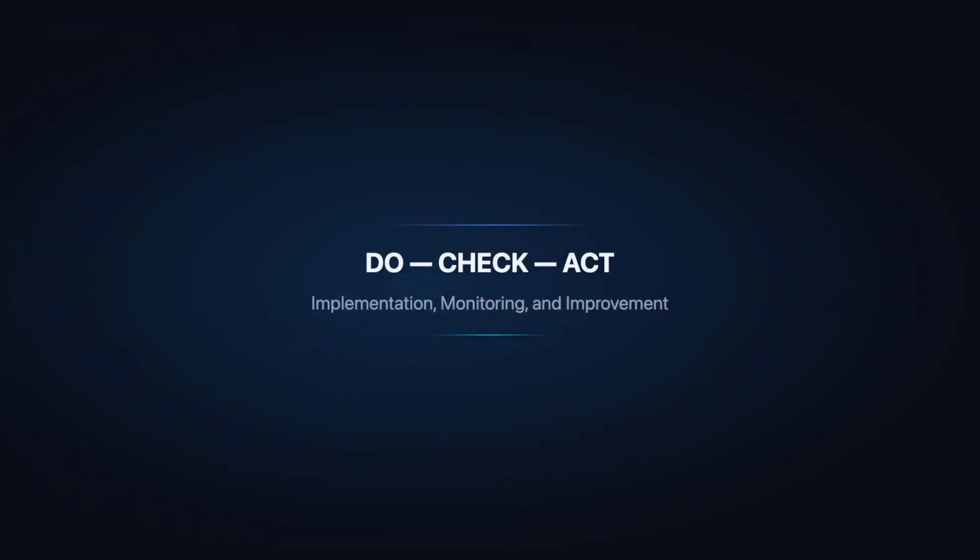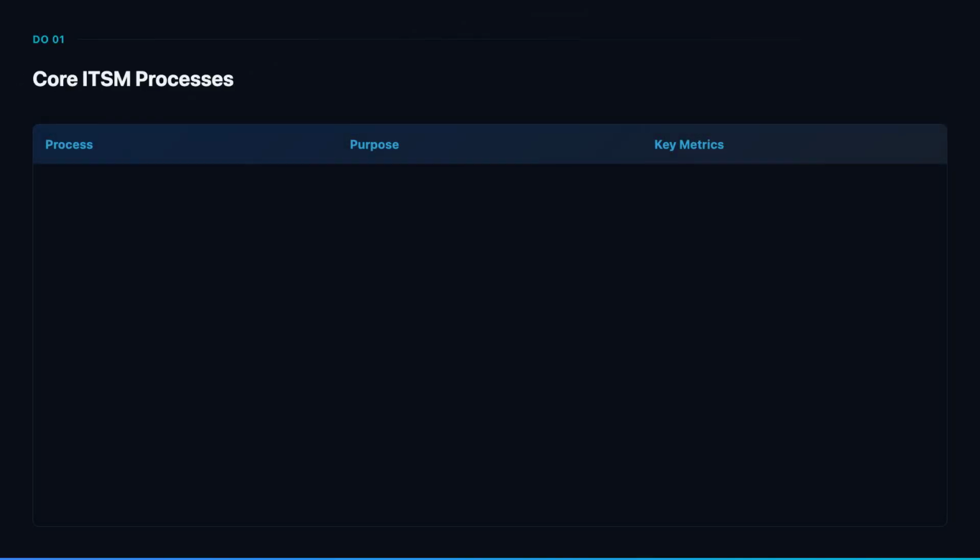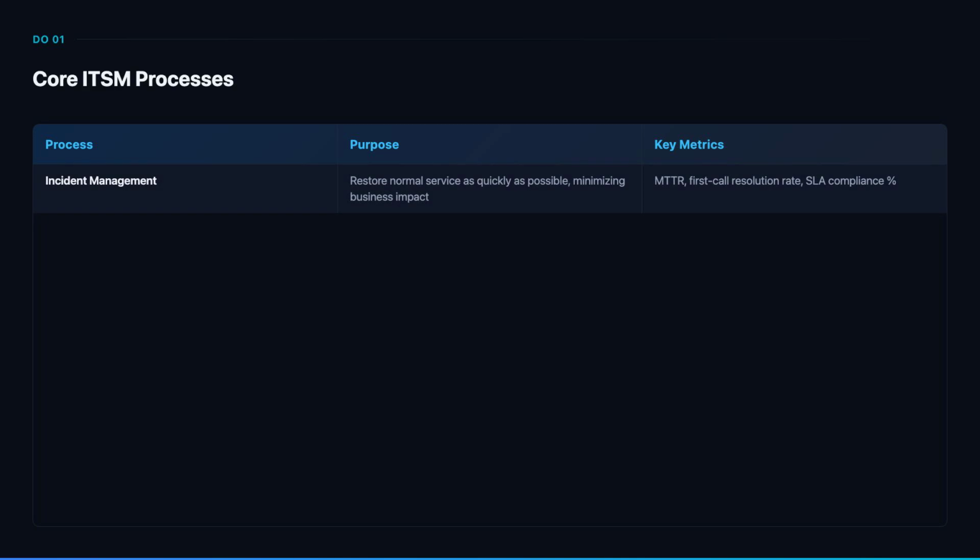Now let's cover the implementation of core ITSM processes, performance monitoring, and the continual improvement cycle. Let's examine the core operational processes that every ISO 20000 implementation must establish. Incident management is the most visible ITSM process. Its purpose is to restore normal service operation as quickly as possible while minimizing impact on the business.